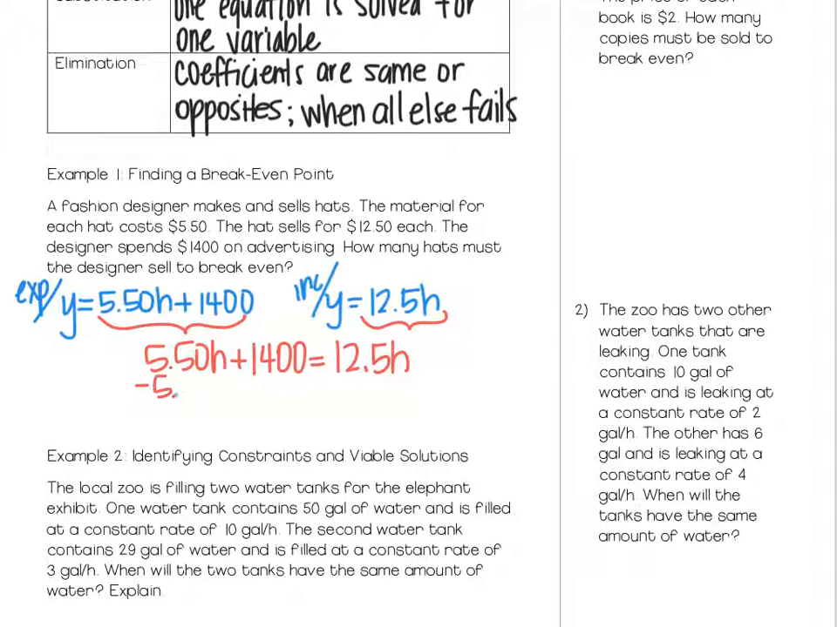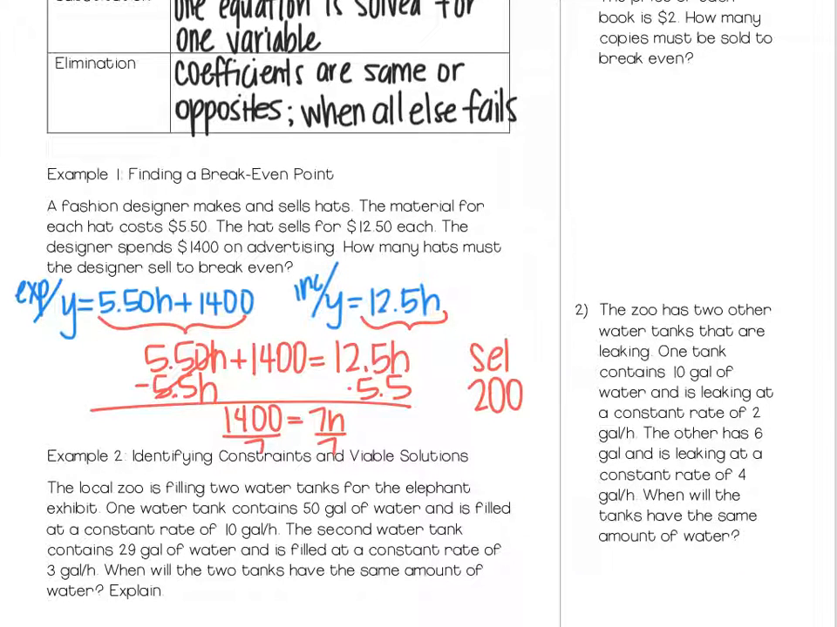Then we just solve for h. And we get 1,400 equals 12.50 minus 5.50, which is 7h. So we're going to divide both sides by 7. And we get 200, which means she would have to sell 200 hats to break even.